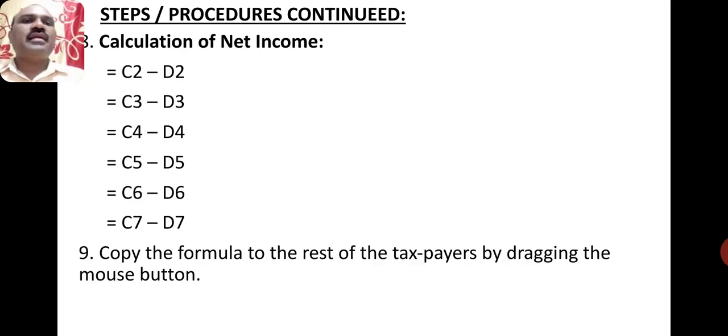Next step is calculation of net income. From the C2 amount, the D2 amount will be deducted, and similarly from C3, the D3 amount will be deducted. In this way, if you go on minusing the amount, you will get the net income.